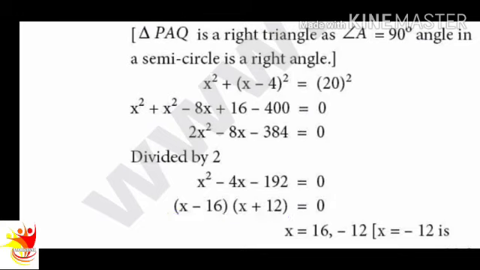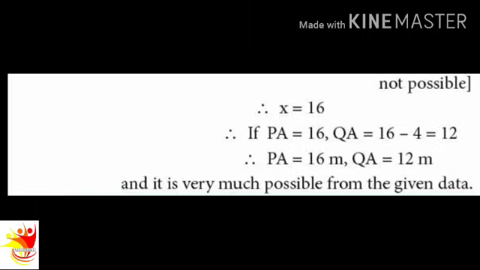Therefore, x minus 16 equals 0, and we get x equal to 16. For the second value, x plus 12 equals 0, and we get x equal to minus 12. Therefore, x equals 16 comma minus 12. Minus 12 is not possible because a length cannot be negative. Therefore, x equals only 16.